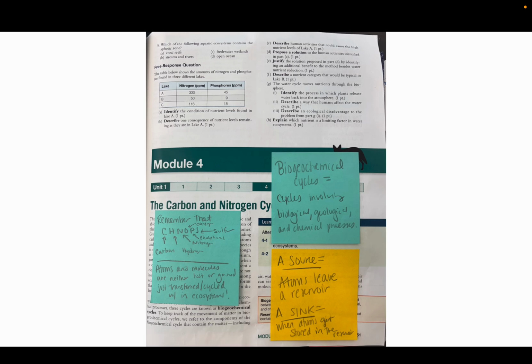One thing that you need to make sure that you get down is the difference between a source and a sink. A source is when atoms are leaving a reservoir. Think about the reservoir as the place where things are being kept, like Woodcliff Lake Reservoir. I mean, it's huge, right? So it's holding something. A source is when atoms are leaving. So if water is leaving a reservoir, if nitrogen is leaving its reservoir, if phosphorus is leaving it.